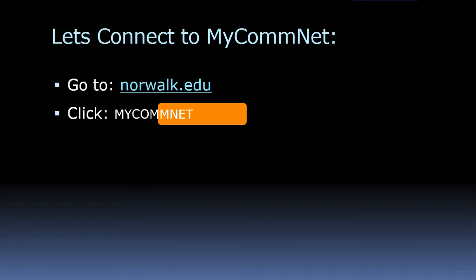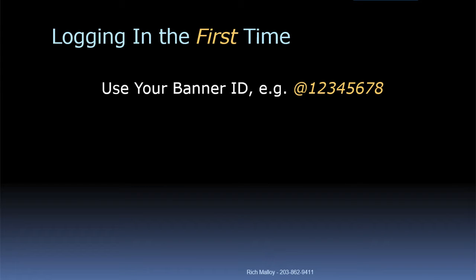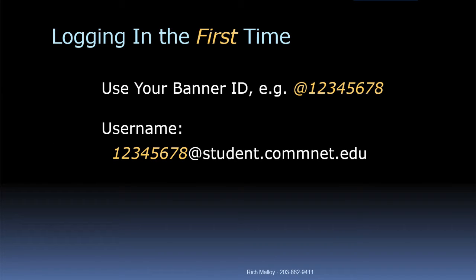Now, what's ComNet? ComNet is basically, whoops, got to move that little orange thing there. You need your net ID and a password, and first timers need a banner. You need the last four digits of your social security number and the month of your birth. If you have that, you can just log in. Click on the banner. Now you take the 8 digits from your banner ID, cut off the @ sign at the beginning, and then put the @ sign at the end of the number, and follow it with student.comnet.edu. That looks surprisingly like an email address, but it's not. It's your net ID, your username to get onto the computers and the different systems.